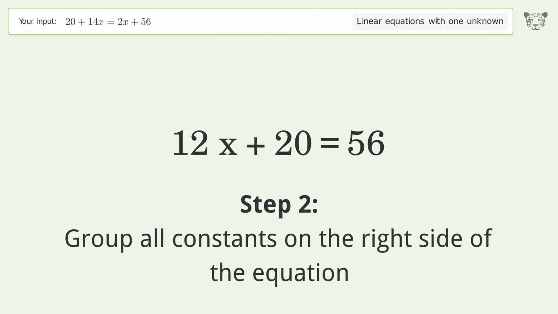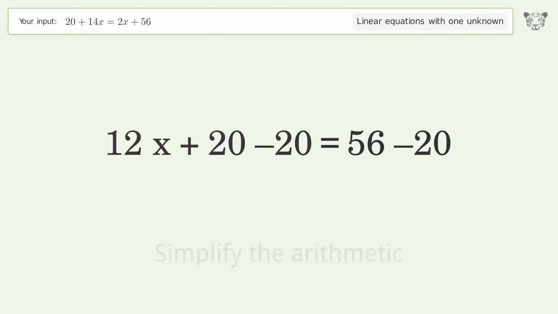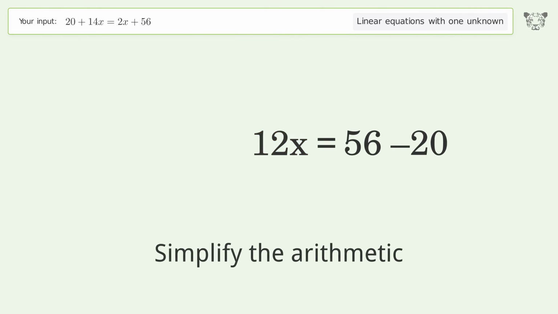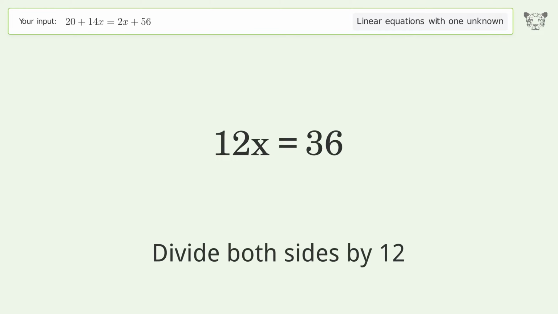Group all constants on the right side of the equation. Subtract 20 from both sides. Simplify the arithmetic. Isolate the x. Divide both sides by 12.